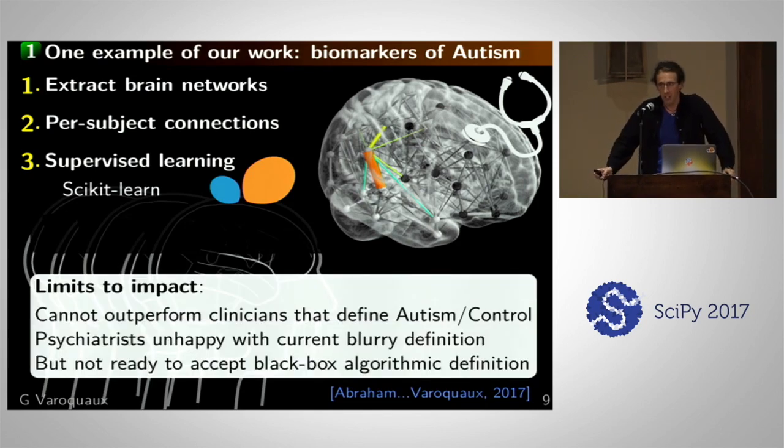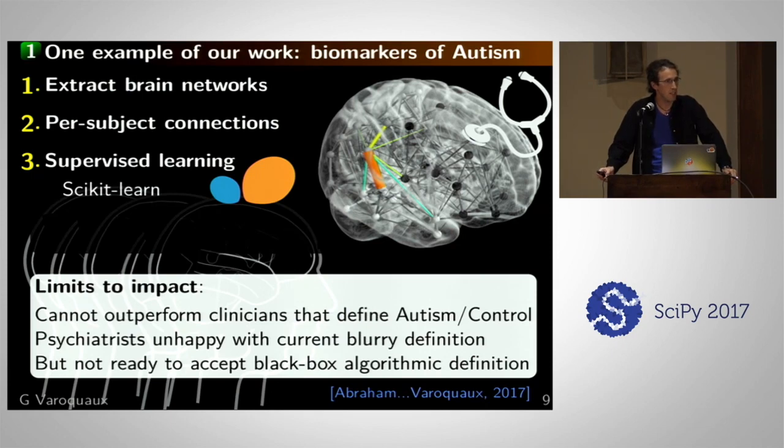So this works, but there are strong limits to the impact that we're having on psychology or psychiatry. The first one is we cannot, by construction, outperform the clinician that defined autism or control, because these are the people who are giving us the definitions. So by construction, we can't do their job better than themselves.